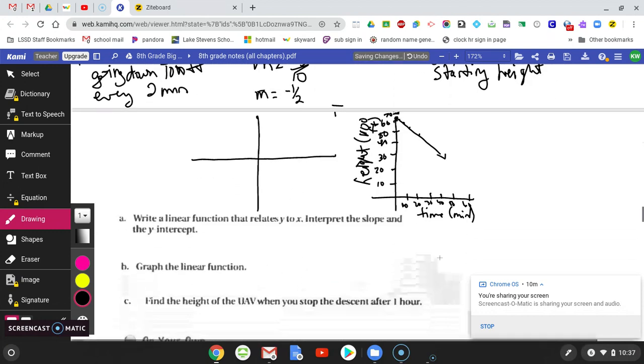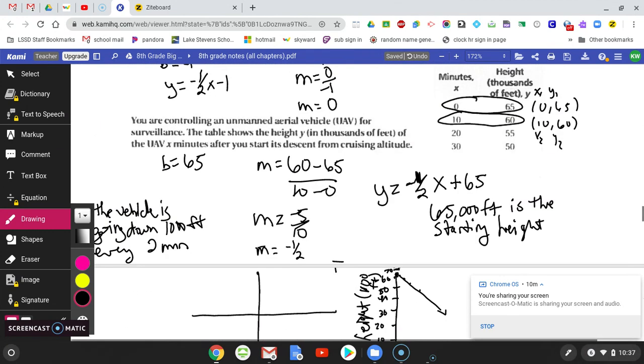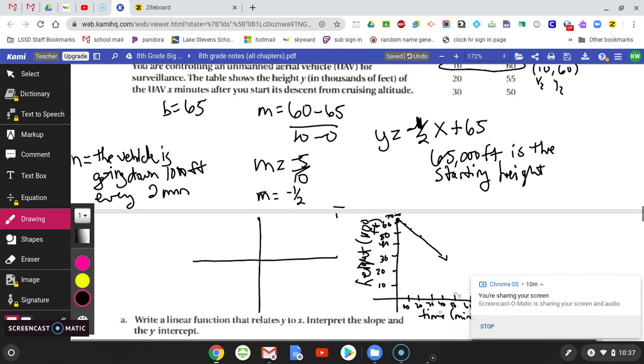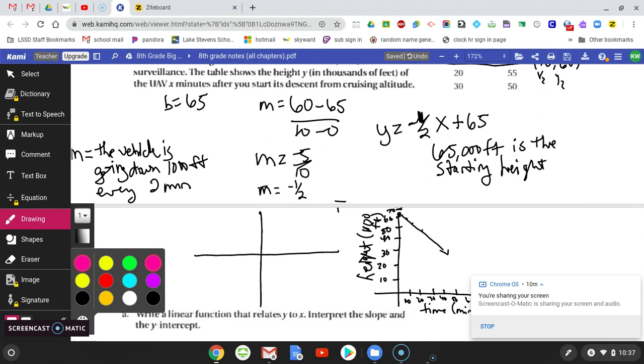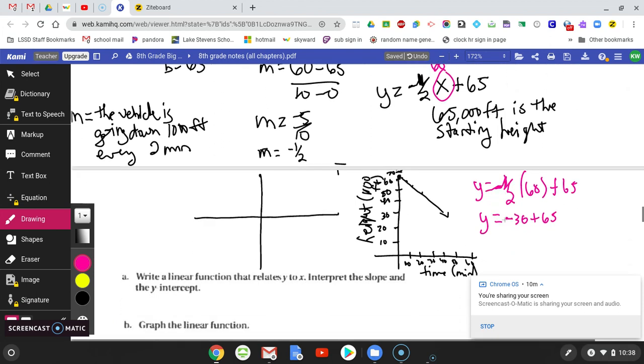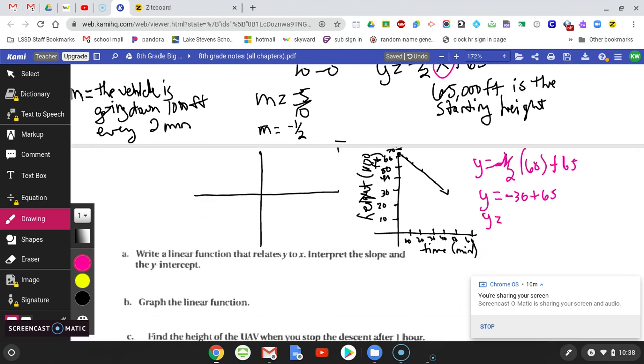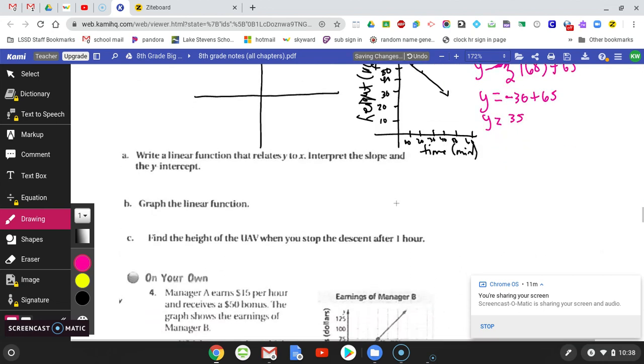And now it says, find the height after 1 hour. Well, after 1 hour is going to be 60 minutes. So that means I'm going to take my equation and I'm going to plug in a 60 right here. So it's going to be the equation y is equal to -1/2 times 60 plus 65. So y is equal to -1/2 of 60. Well, 1/2 of 60 is 30, so I'd make it a -30 plus 65, which when we do that math, gives me a positive 35. So find the height. Well, it'd be at 35,000 feet.